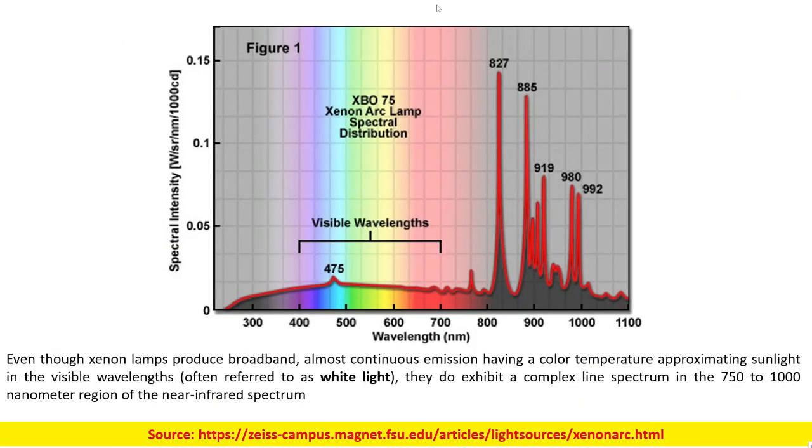Now for visible light spectroscopy, commonly xenon lamps are used, and if you look over here, we have a broad spectra. We have a broad spectra over here, right?